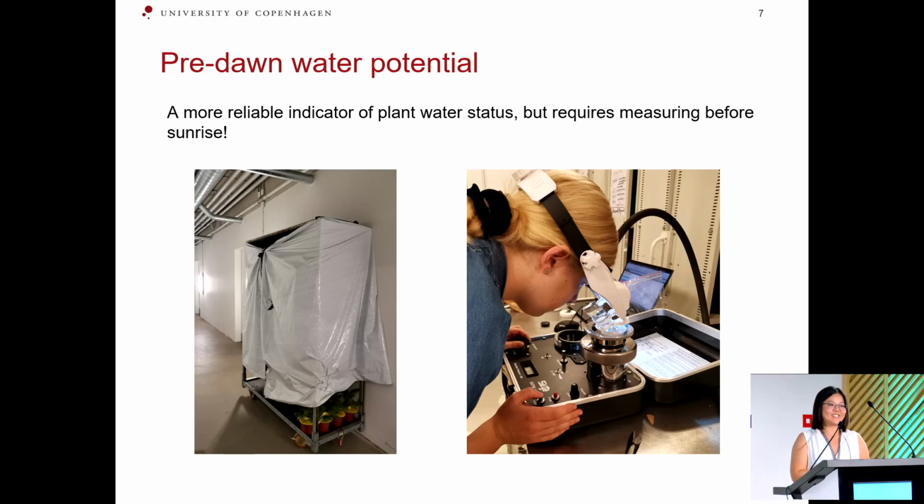Luckily we figured out a method, and we were also luckily using potted trees, which made it possible to move the trees into our basement at our institute and cover them with plastic to simulate the darkness. I think that's brilliant, but a rough method. Then we are able to measure the water potential early the next morning, so we don't have to wake up at 2 o'clock. Yeah.